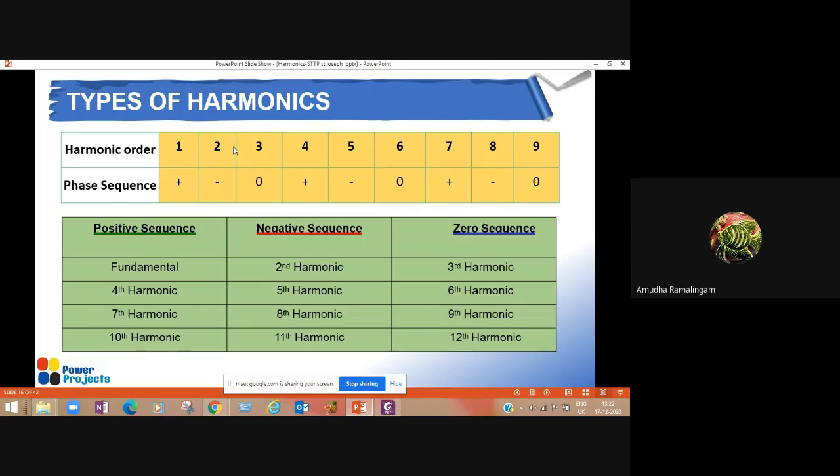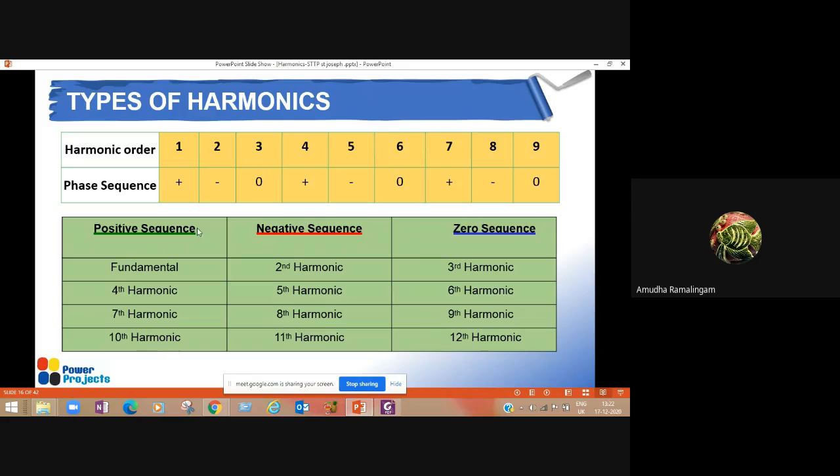If the frequency is 100 hertz, the harmonic order is 2, and it denotes negative sequence. If the frequency is 150 hertz, it is the third order and it denotes zero sequence harmonics. Similarly, it goes on: fourth comes under positive, fifth under negative, sixth under zero sequence. Seventh is positive, eighth negative, ninth zero sequence. Similarly, the sequence goes on based on this harmonic order.